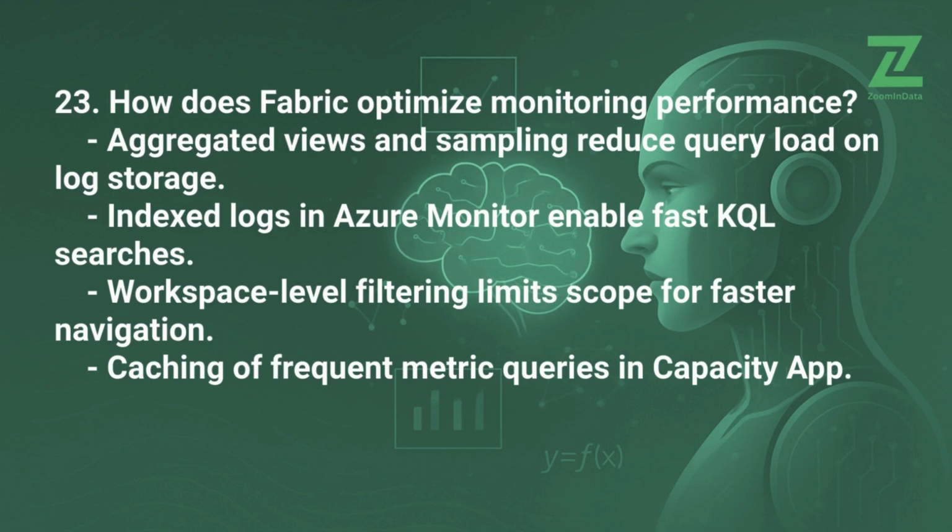23. How does Fabric optimize monitoring performance? Aggregated views and sampling reduce query load on log storage. Indexed logs in Azure Monitor enable fast KQL searches. Workspace-level filtering limits scope for faster navigation. Caching of frequent metric queries in Capacity app.